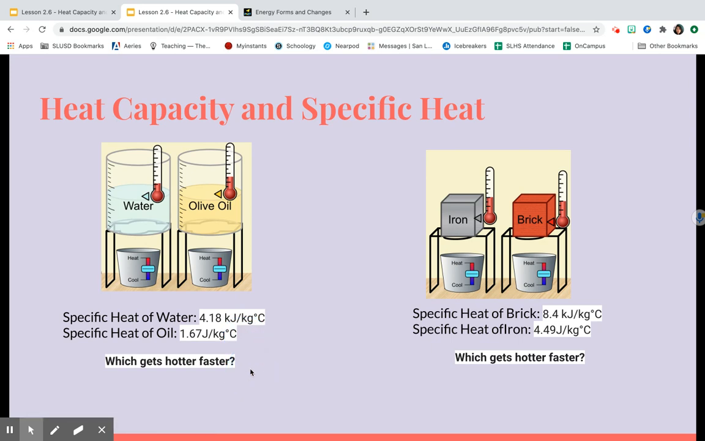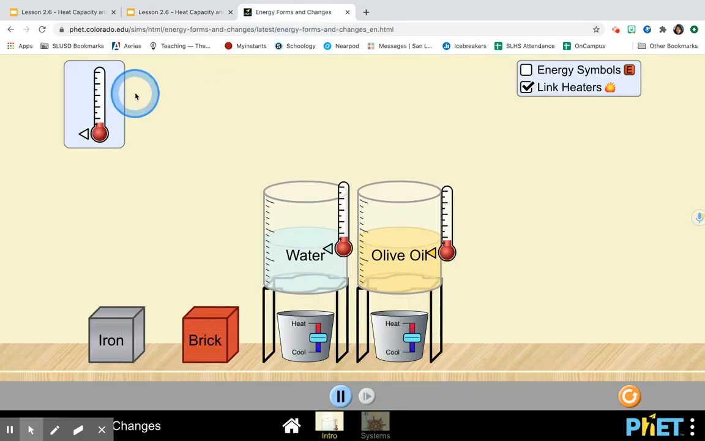All right, so I'm not going to tell you the answer just yet. We're going to do an experiment to see if this is true. Notice that both of them start at the same temperature. One is water, one is oil, and we're going to heat these both up at the same time to see which gets hotter faster. Looking at the temperature scale next to each substance, can you notice which one is getting closer to the top of the thermometer?